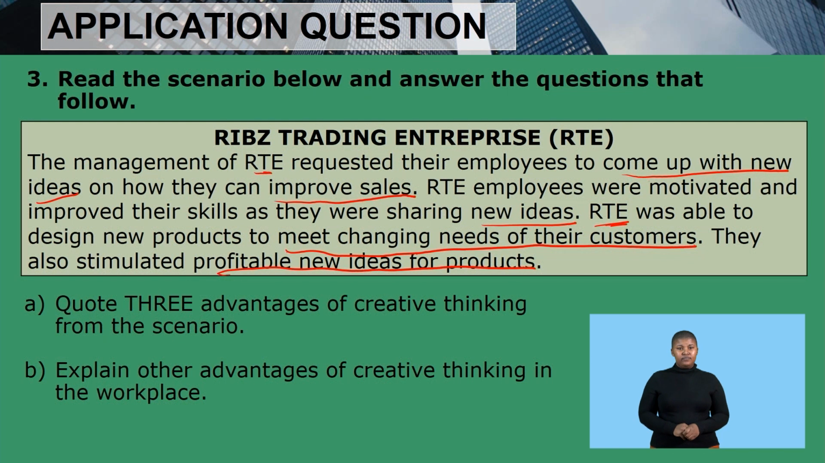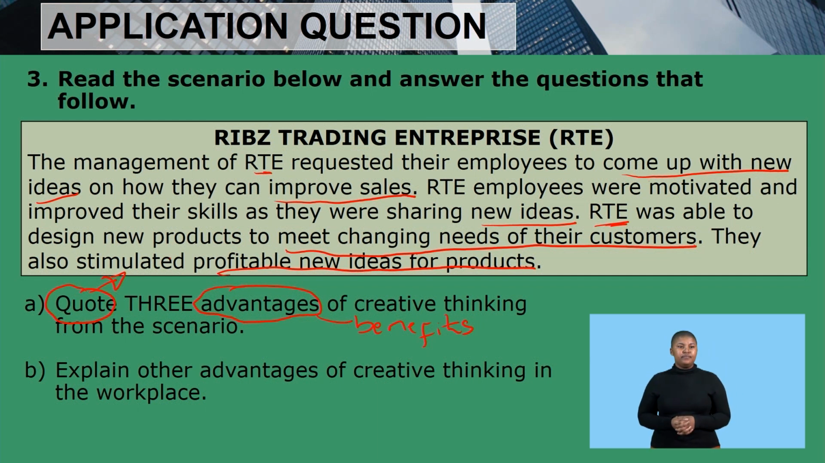All right. The question says, quote 3 advantages of creative thinking from the scenario. Right. What did I teach you, or what did we learn? That when we quote, we're taking it word for word as is from the scenario. Another word for advantages is what we spoke about, but it's also the benefits of creative thinking from the scenario. When you think creatively in the workplace, how do you benefit as a business? But don't forget, we are quoting, and then when you quote, we get the answer straight from the scenario.